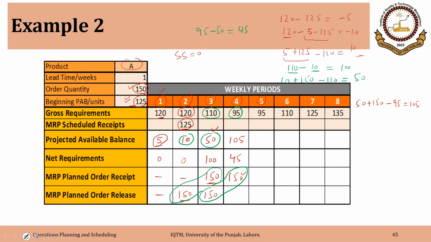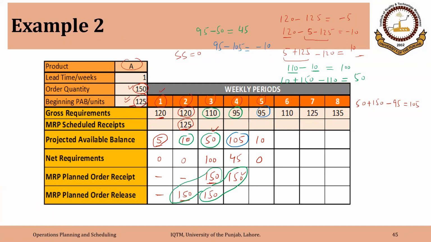Now we are having this 105 available and there is a requirement of 95. So the net requirement will be negative. So we do not need any plan order receipt here. So after meeting this requirement, net requirement is 0. So after meeting this requirement, we will be left with an inventory of 10. So this is what we are having by the end of week 5.